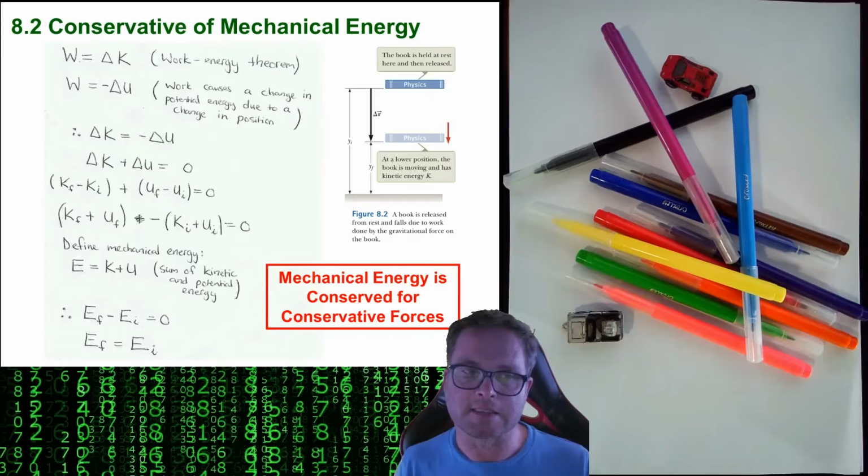So this means that going from this step to this step, we can replace this final kinetic energy plus final potential energy with the final mechanical energy. And similarly, these two terms in brackets can be replaced with the initial mechanical energy. And then finally, we end up with the result that the final mechanical energy is equal to the initial mechanical energy. And this goes on to show what we were trying to show, that the mechanical energy is conserved for conservative forces.